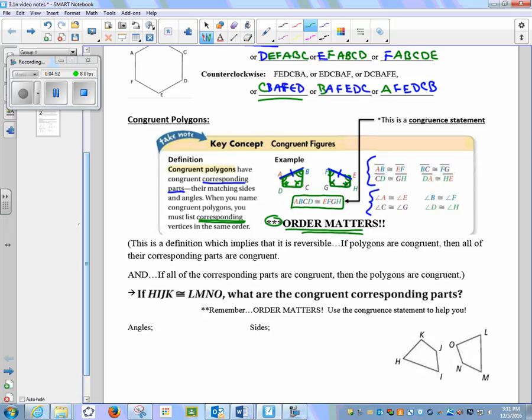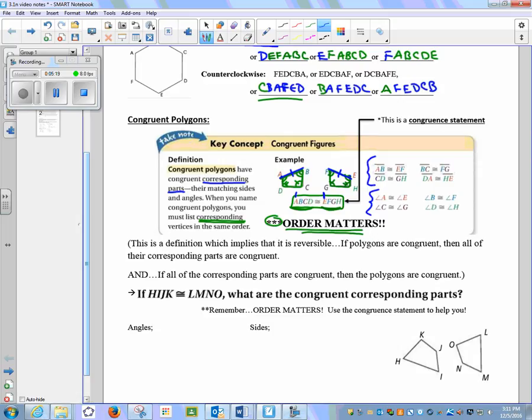In other words, when we write this congruent statement, we have to make sure that if I'm going to call this quadrilateral ABCD, then when I name the other quadrilateral in my congruent statement, I need to put it in the order of the corresponding parts. So since I have A first here, and A corresponds with E, remember they're both red, they're congruent, then I have to start with E on the other one.